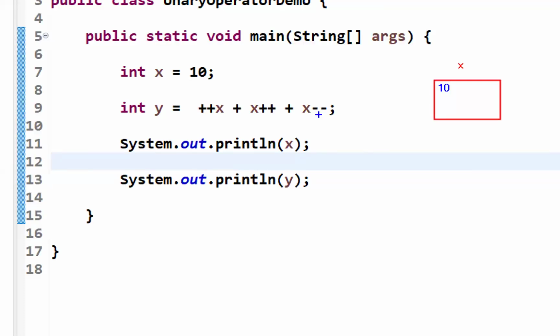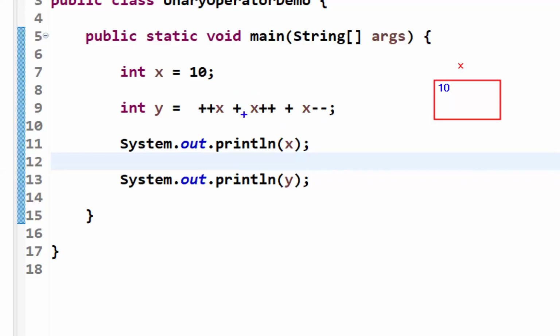You already know operator precedence. Tell me, in your operator precedence, will high priority be for postfix or prefix? Postfix. Just note the table. Am I right or not? Now tell me, out of these three, which one will be evaluated first?